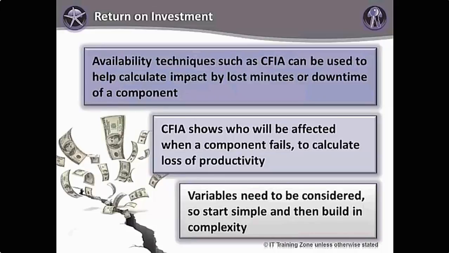Availability techniques such as component failure impact analysis can be used to help calculate impact by lost minutes or downtime of a component. Component failure impact analysis shows quickly and simply who will be affected when a component fails. This can then be used to roughly calculate loss of productivity. Variables will need to be considered though. For example, all users will not be in the office as some will be on holiday or sick, and so on. Start with a simple calculation, and then complexity can be built in.